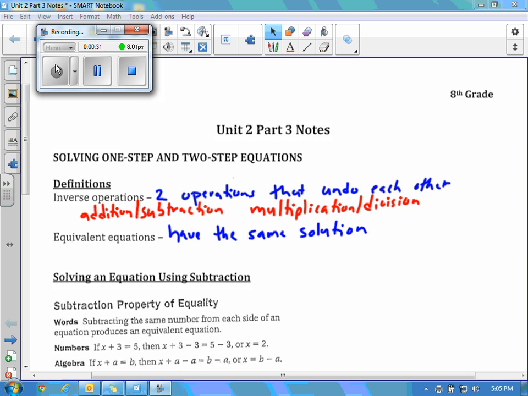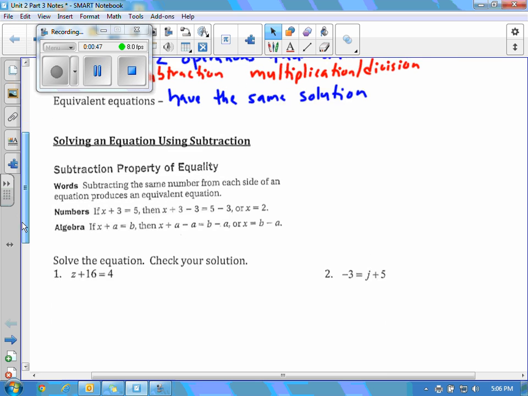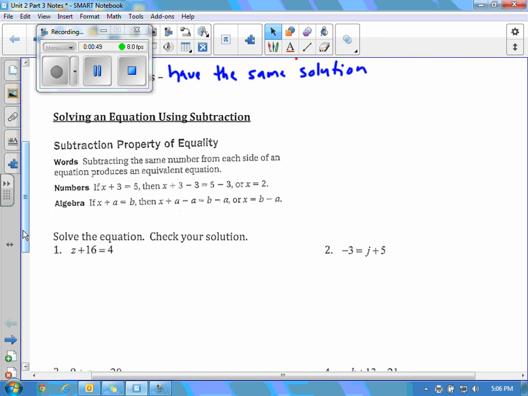So a couple definitions for you. Inverse operations are just 2 operations that undo each other. So for instance, addition and subtraction undo each other, and multiplication and division undo each other. We'll go into more examples later on in the year, but for now, those are really the main ones we need to worry about. So the first thing we're going to look at is solving an equation using subtraction.